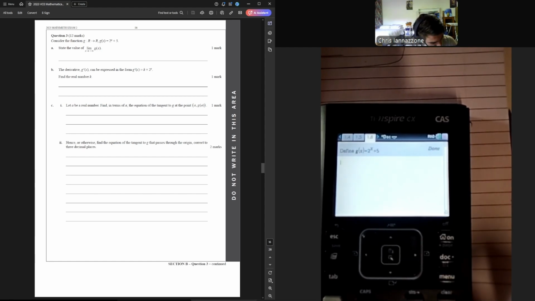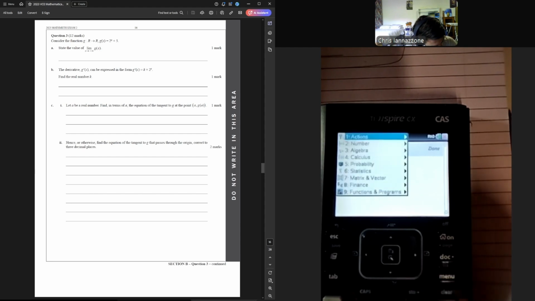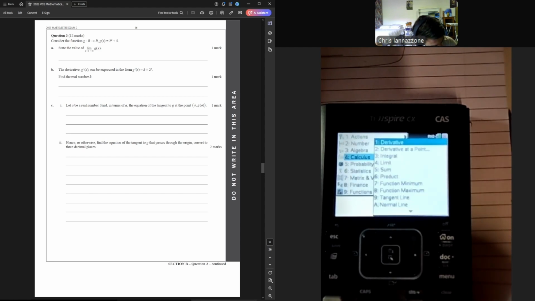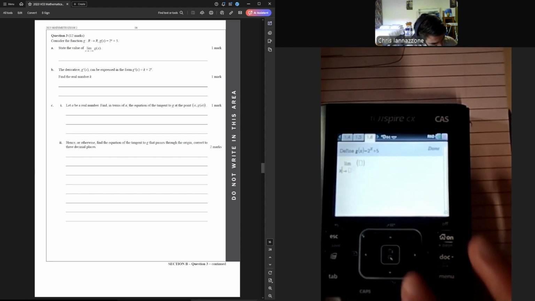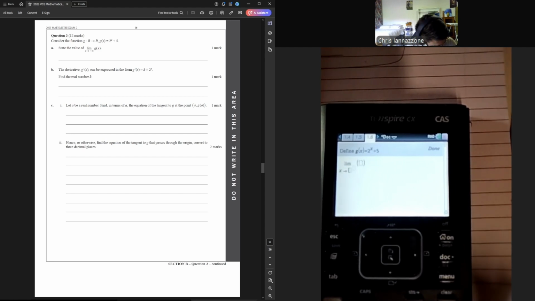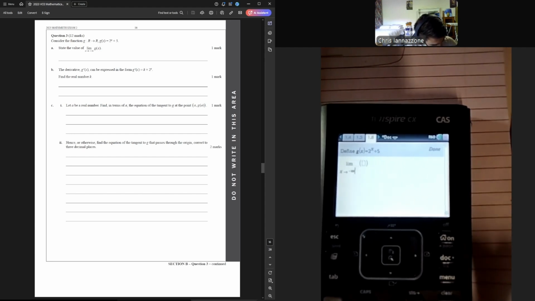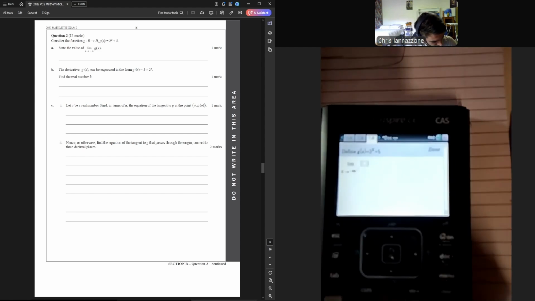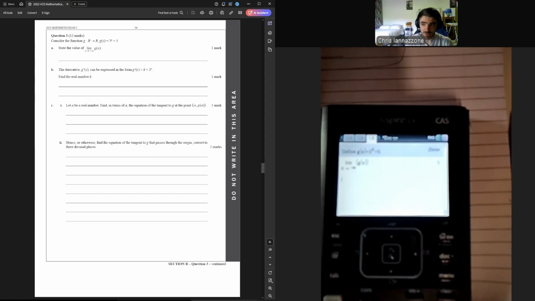And then all we do is plug in our limit. So limit can be found under the calculus menu. Limit, number 4, x approaches negative infinity, g of x. And then you just say that your answer is 5, which makes sense.